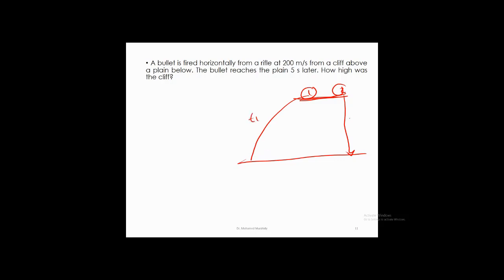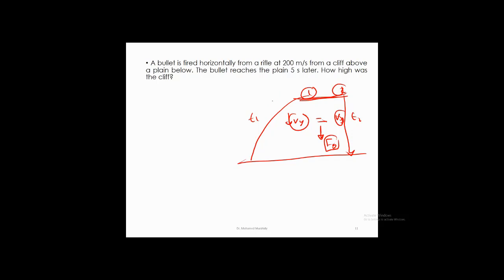We said that T1 and T2 are equal. The time for this and that to hit the ground is the same. Why? Because the vertical speed Vy here and Vy there is the same, because they are being accelerated by Fg, and Fg will just accelerate both of them at the same rate, which is 9.8. So they will hit the ground at the same time.